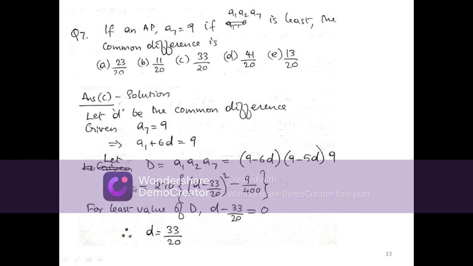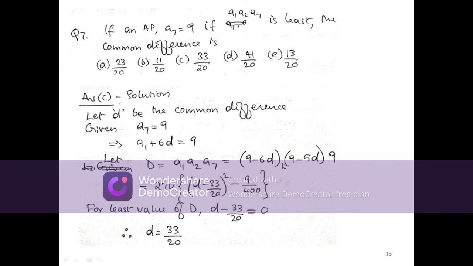Okay, now you expand this term, you will get 270 into d minus 33 by 20 whole square minus 9 by 400. So how do you get this? You have to simplify this.